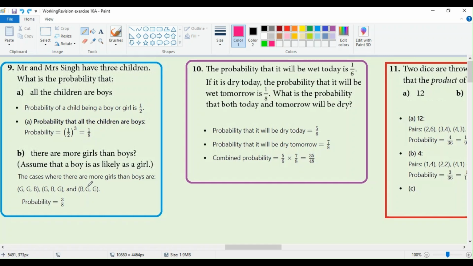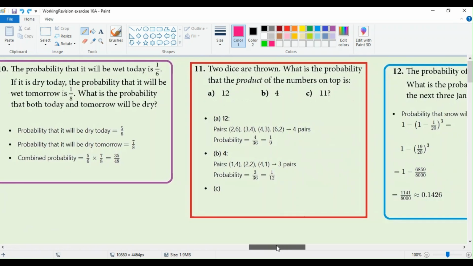Assume that a boy is equally likely to be a girl. The cases where there are more girls than boys are girl, girl, boy; girl, boy, girl; and boy, girl, girl. That means the probability is 3 out of 8. So this is going to be your final answer for this part of the question. Next comes question number 10.